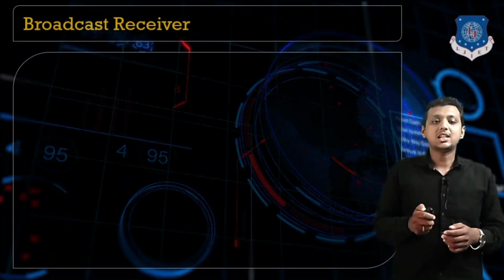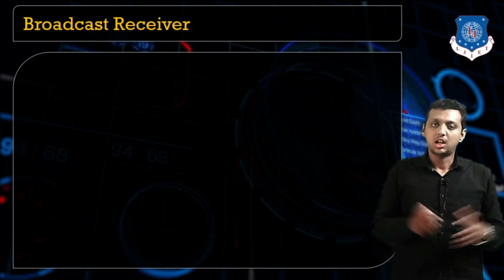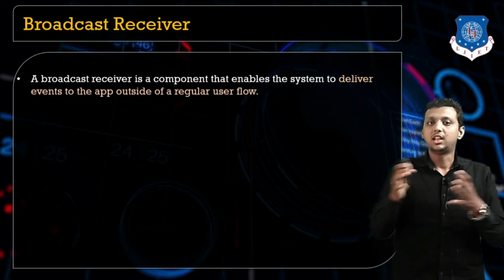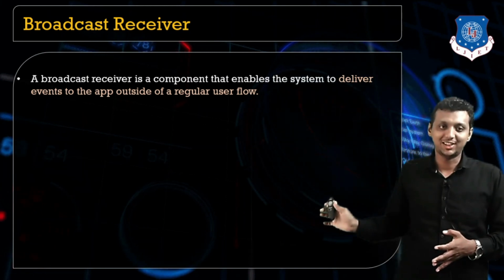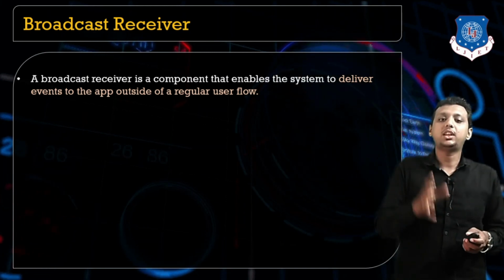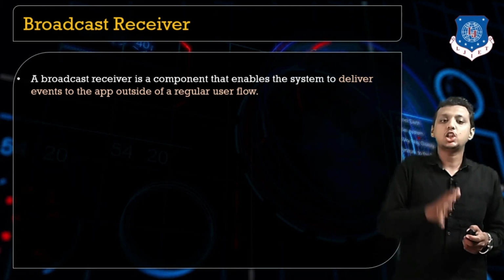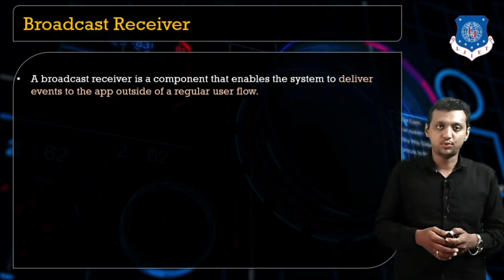Now the next, the broadcast receiver. I already told you, when you want to announce something or say something to the system, at that time you need a broadcast receiver. Fine. So a broadcast receiver is a component that enables the system to deliver events to the application or outside the application in the regular flow.